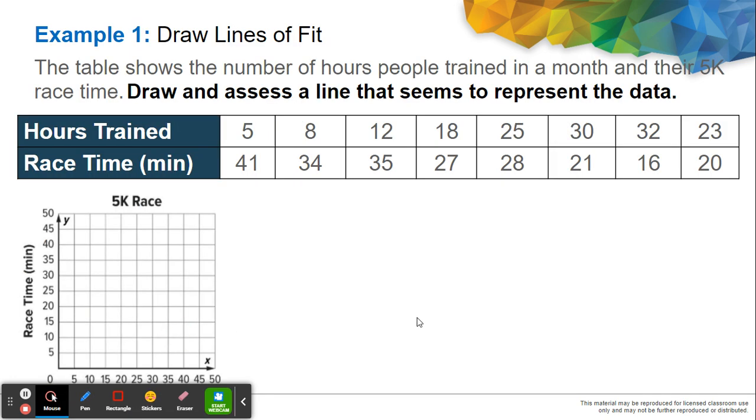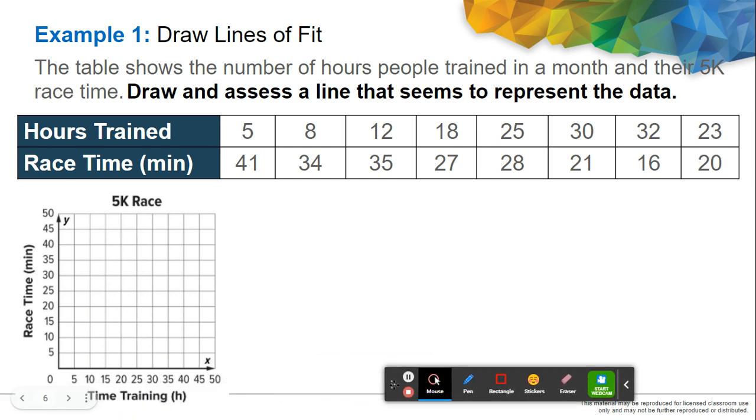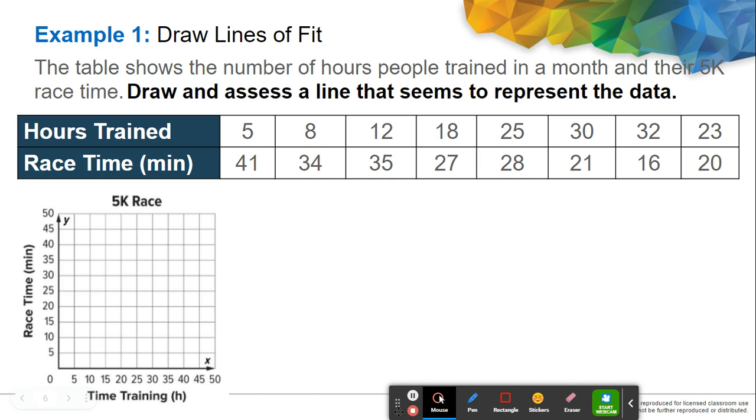Okay, let's have this one. For our first example, we have here a table that shows the number of hours people train in a month and their 5K race time. Draw and assess a line that seems to represent the data. As you can see, we have our scatter plot, and our time for training will be our x-axis, and the race time will be our y-axis.